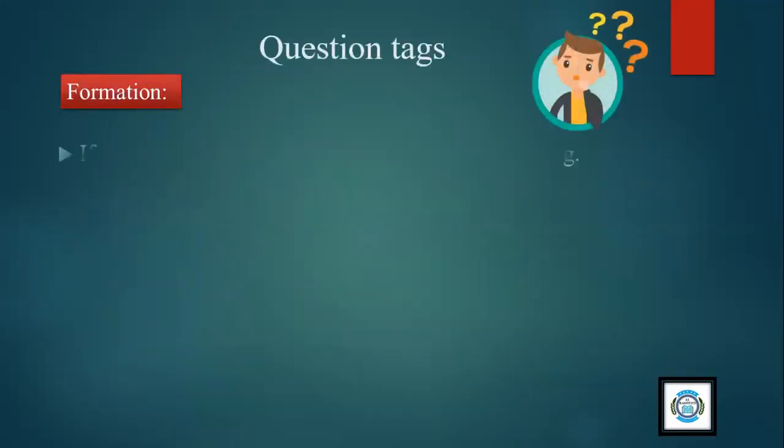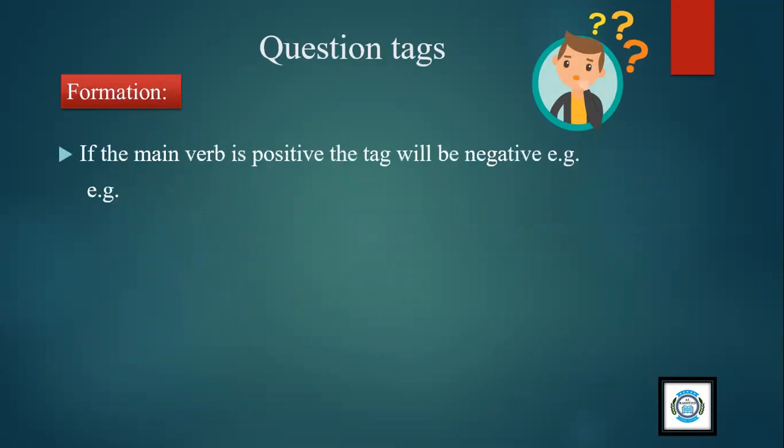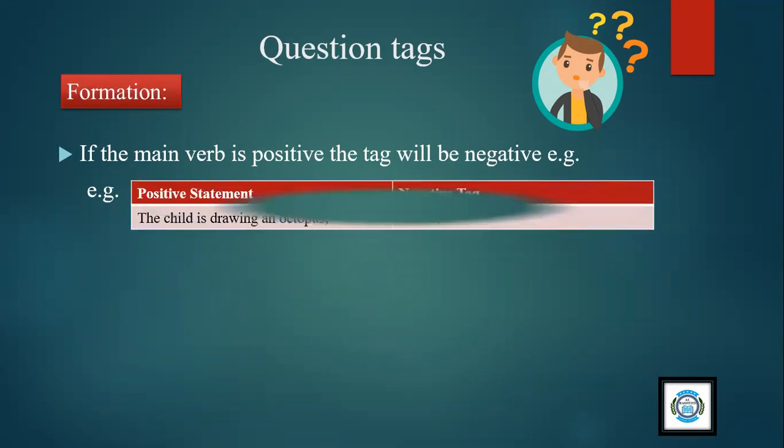Our next rule is, if the main verb is positive, the tag will be negative. For example, the child is drawing an octopus. Now here, you see, is drawing. This is a positive verb, okay? So we will use a negative tag. Isn't he?